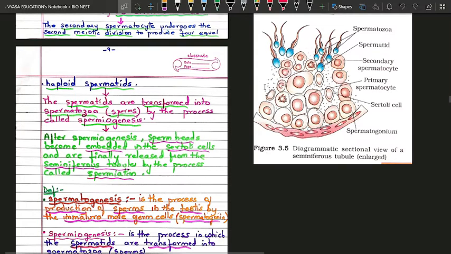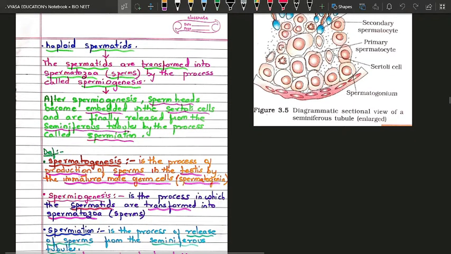Sertoli cells, again, we said that there are two cells: one is the male germ cell, and the second one is the Sertoli cells, which are present inside the seminiferous tubules. And the sperms are finally released from the seminiferous tubules by the process called spermiation. Their heads get embedded in the Sertoli cells, and then they are released out.